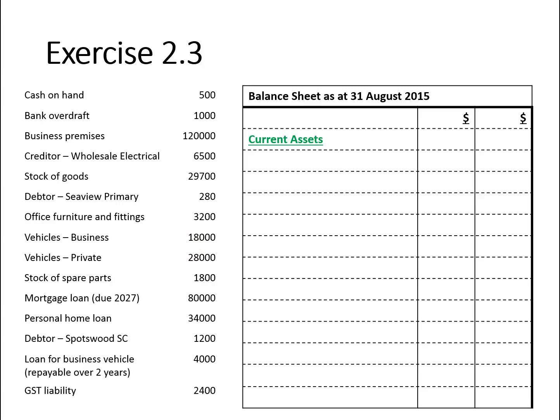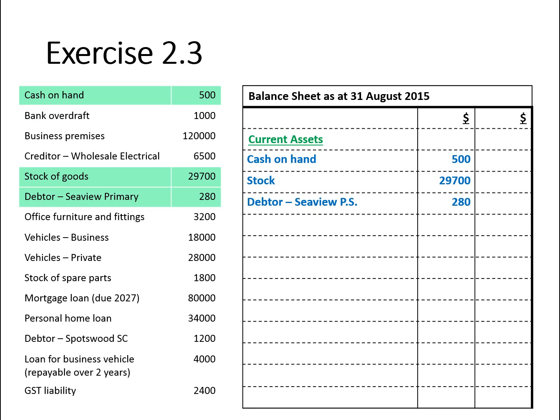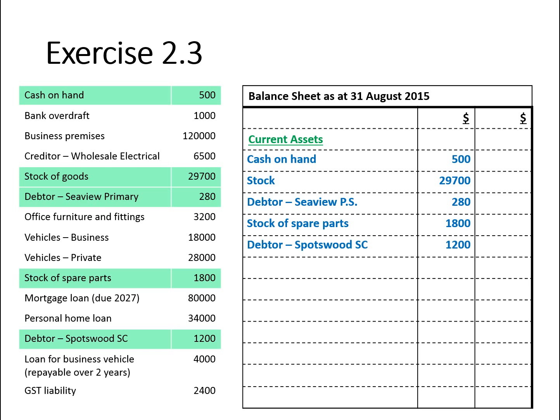Exercise 2.3, we're given slightly more information than the previous question, and we're asked to do a classified balance sheet. So we'll start with current assets and work our way through the list. We've got cash on hand, stock of goods, a debtor, stock of spare parts, and another debtor. Whether you combine the debtors or the stock doesn't matter at this point. You do whichever approach is best for you, and we'll learn what to do on the next SAC.